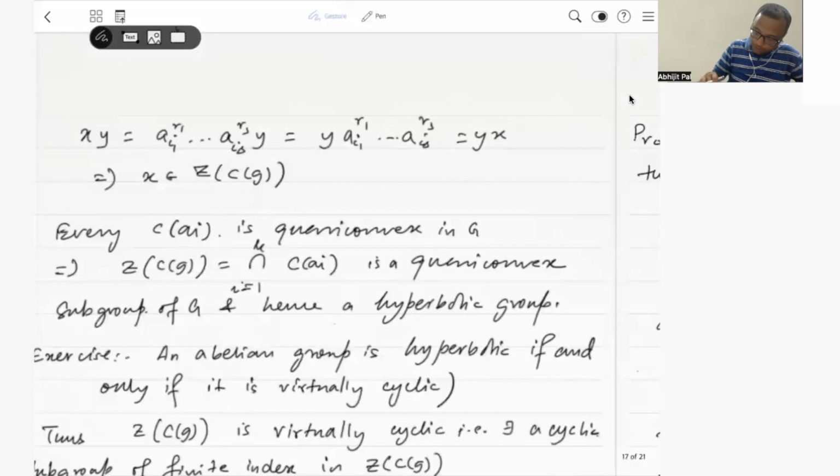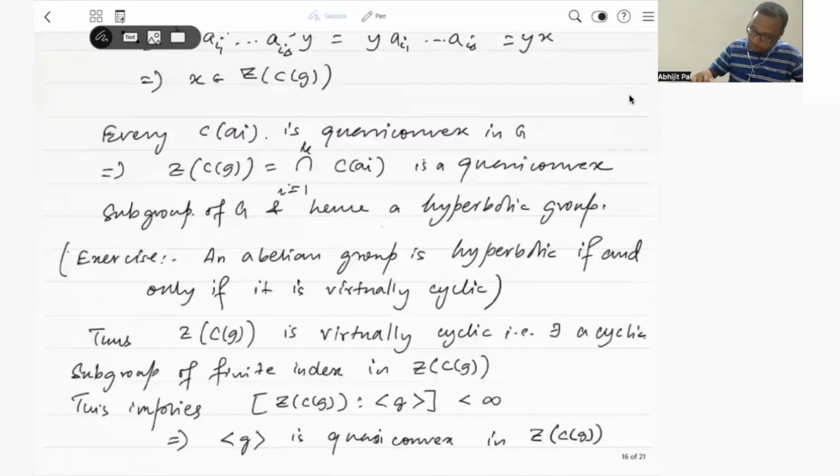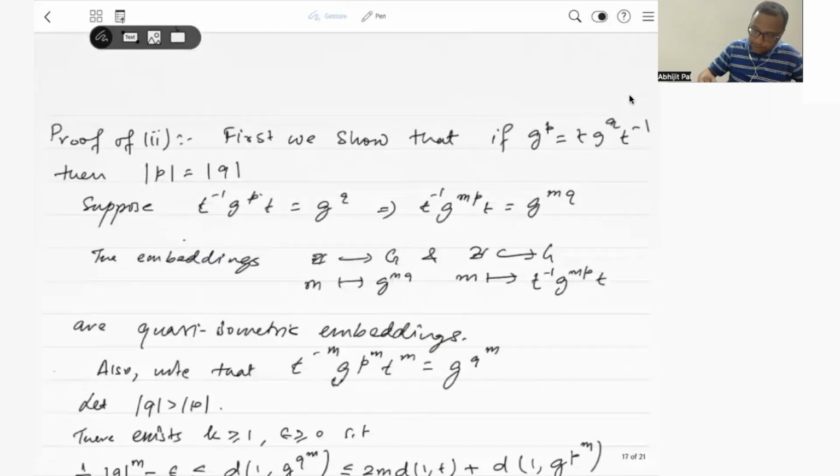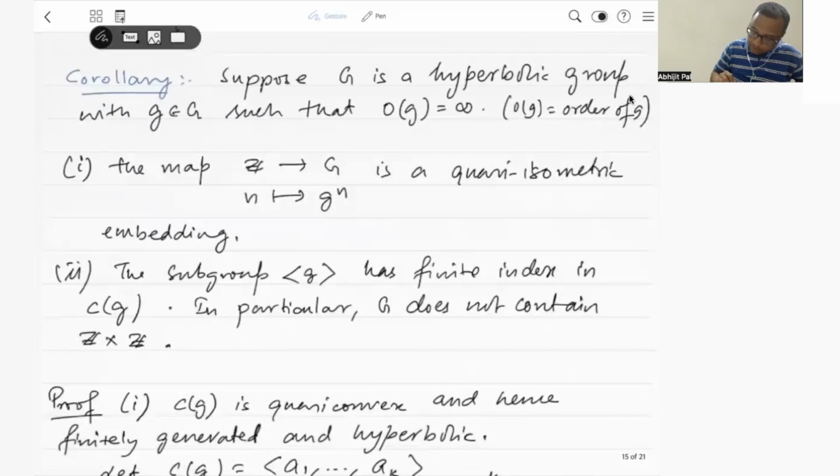So we have proved the fact that the map from Z to G, n goes to g to the power n, is a quasi-isometric embedding. Next, what we want to prove is that this infinite subgroup has finite index in the centralizer. That is what we want to prove.